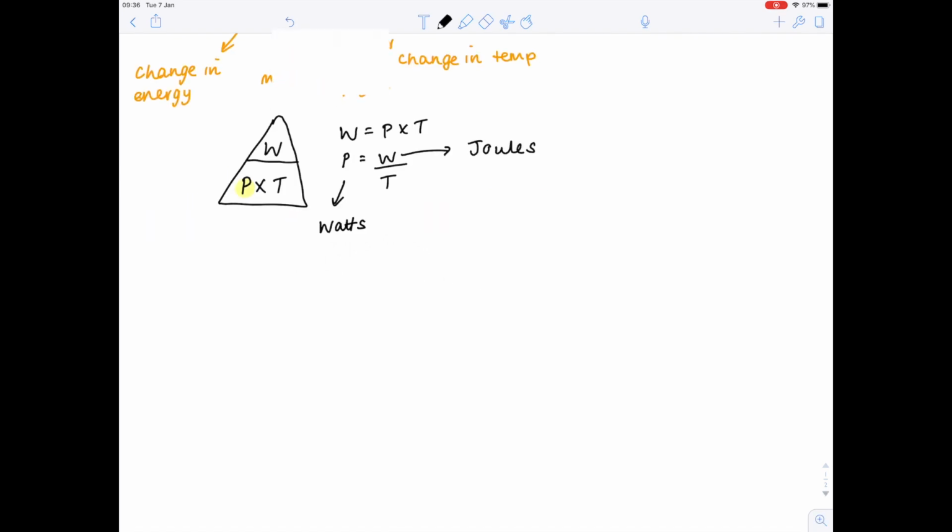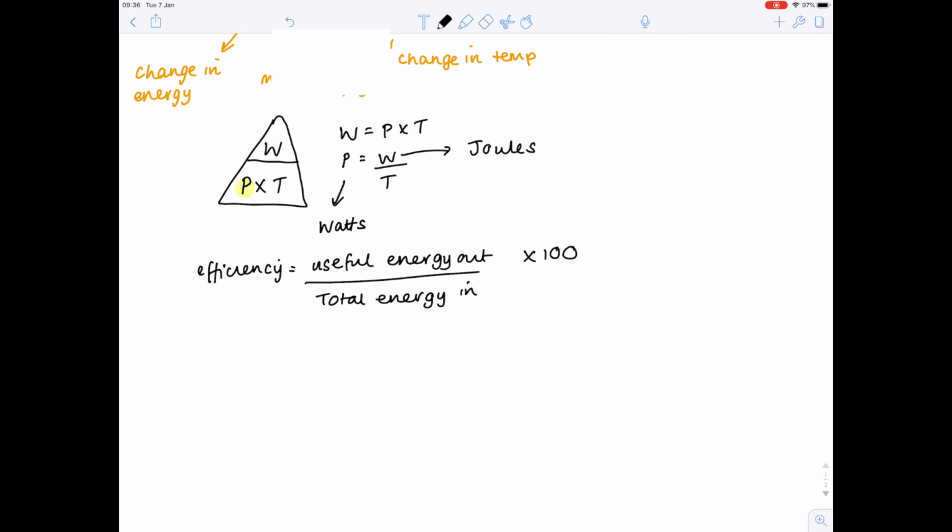You may be asked to calculate efficiency, and so to do that you need to do useful energy out divided by total energy in. And it's often given as a percentage, which is why I'm multiplying by 100.